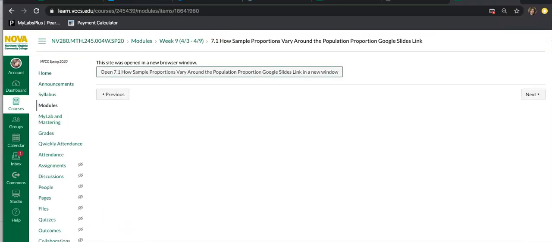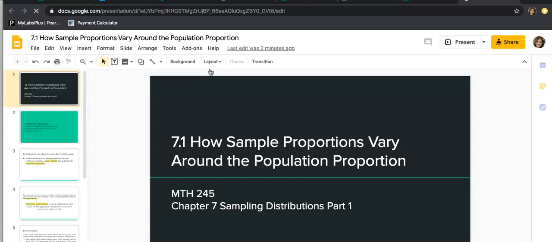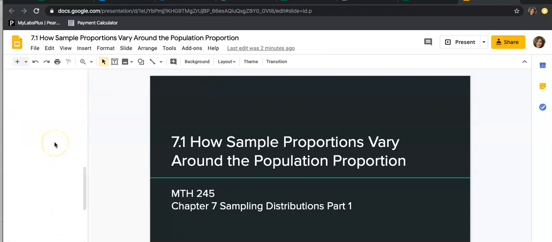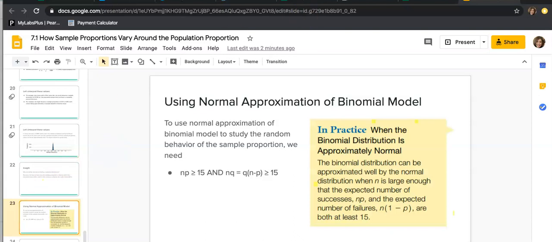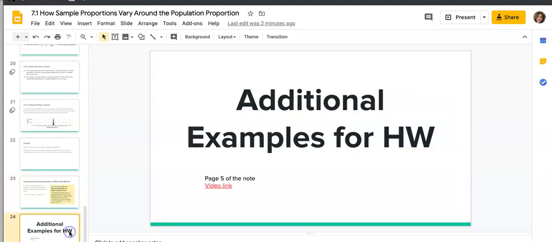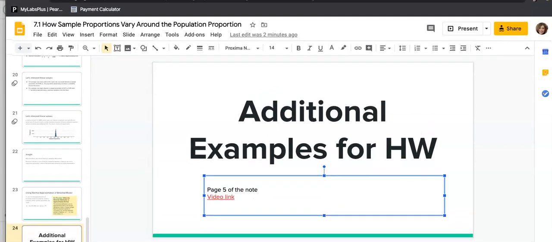So if you want to review the notes or the slides, look for the one that says 7.1, how sample proportions vary around the population proportion. And I did similar problems in an additional examples video, so you may also want to check that out. These, 7.1 and 7.2, are the ones where we had more application problems where we had to actually use the calculator to find the probability. So if you need more review before you take your actual Unit 2 exam by this Thursday, make sure you review 7.1 and 7.2 very carefully, okay?